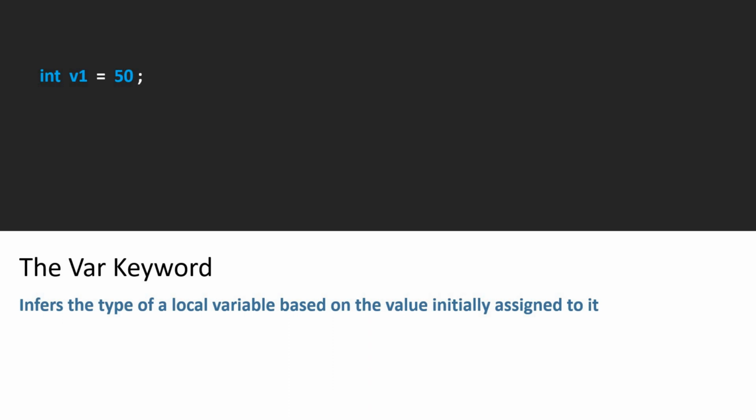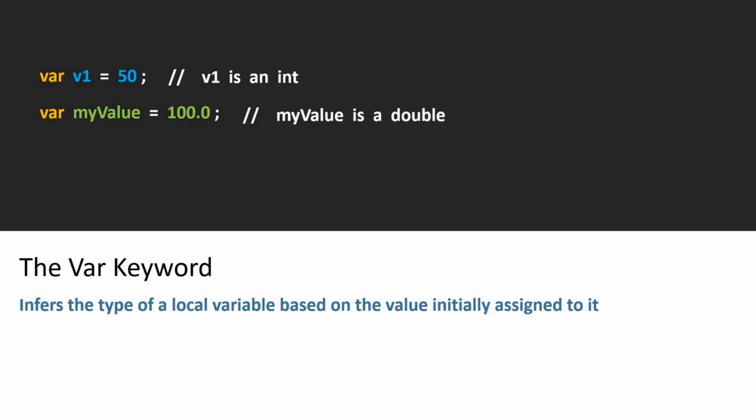So in this case, rather than saying that v1 is explicitly an int, we can use the var keyword, and what the compiler will do is that during compilation, it'll look at the data type of 50, which is an int, and will automatically make v1 also be an int. Now we can use the var keyword with most any data type. So we could do var myValue equals 100.0. Well, 100.0 is a literal whose type is double, so myValue's type will also be double.